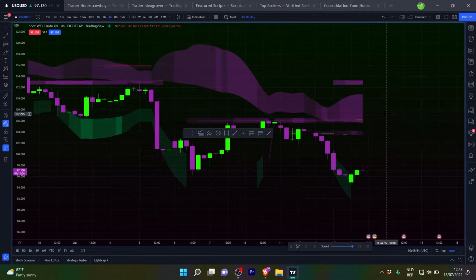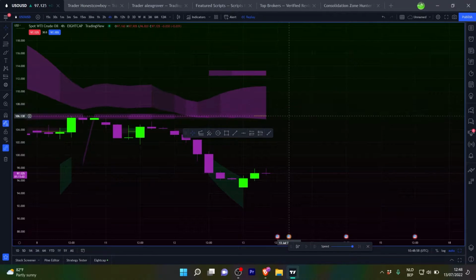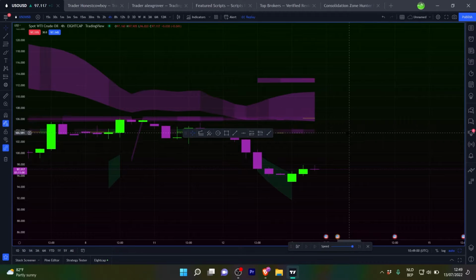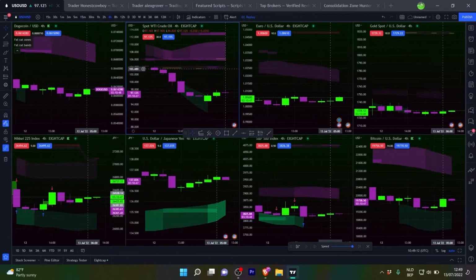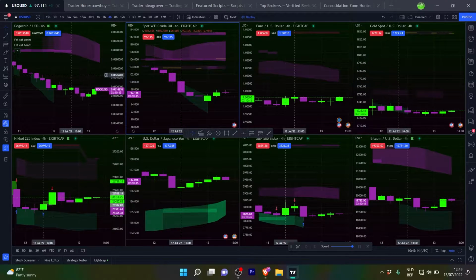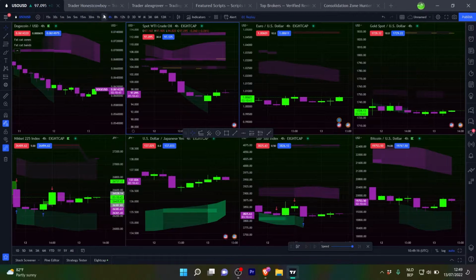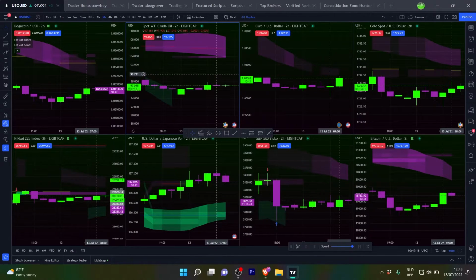So when you trade a bigger account, this will not be that much of a problem, but I'm trading a $300 account now. So once I do a funded account challenge, this will no longer be a problem. But for now, I got to avoid these trades. Okay, 2 hour.